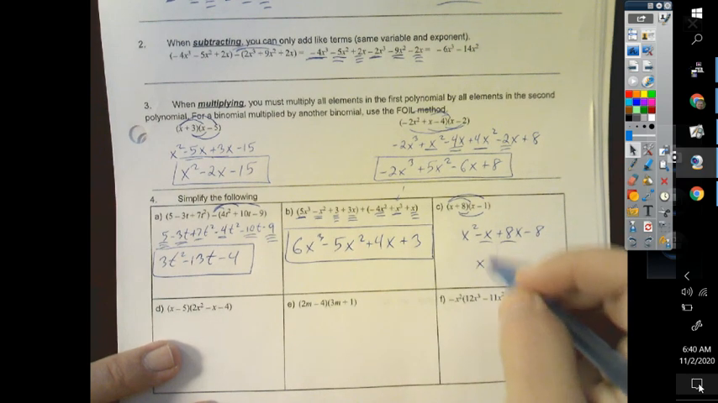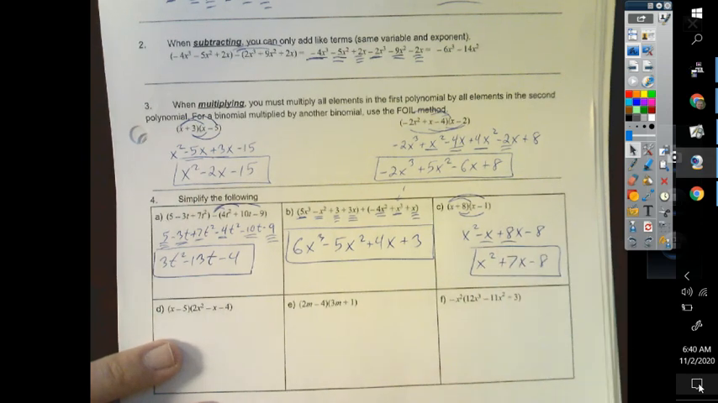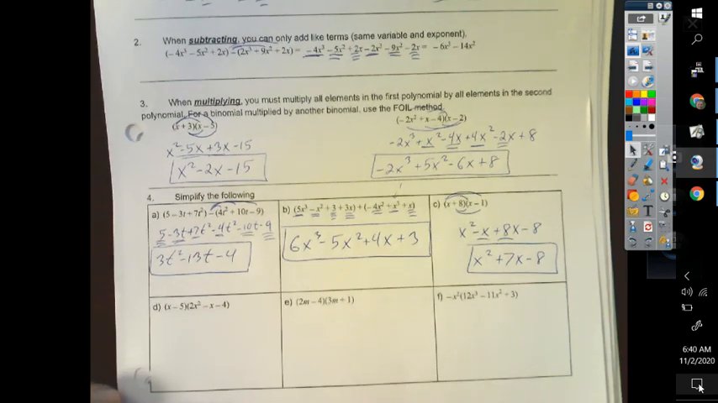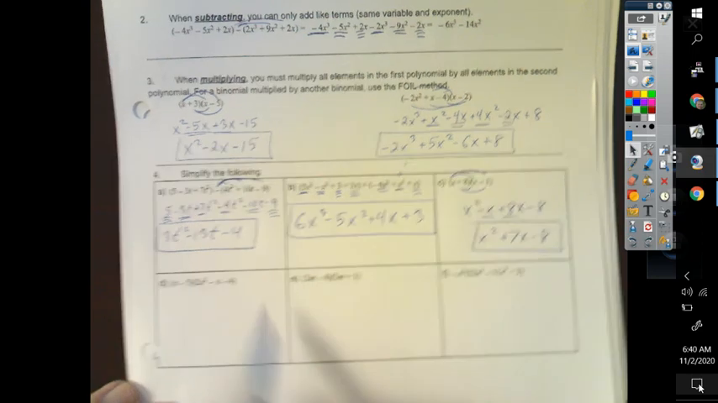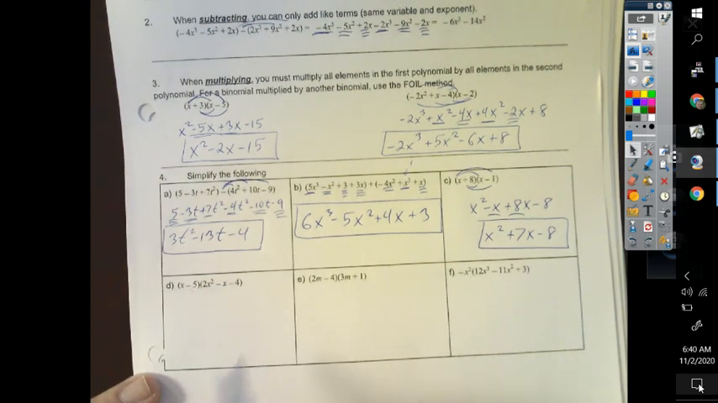You can combine the stuff in the middle. X squared plus 7x minus 8. Life is good. Okay, you're done. Nothing else, okay? I know there's a lot of variables going on here and it's scary, but it's the same idea every time, okay? Is there a plus or minus here? No. So I know I'm multiplying.